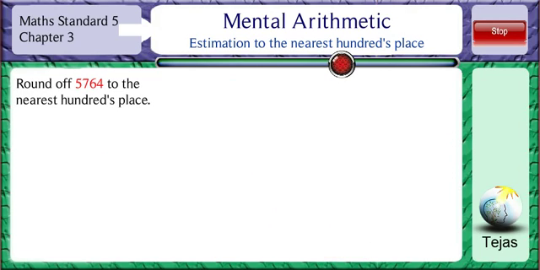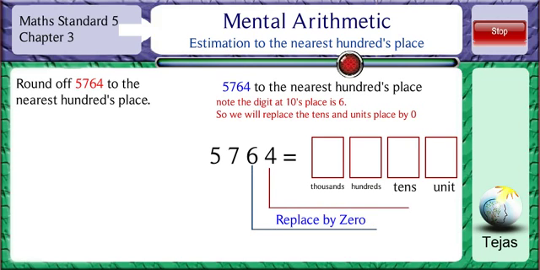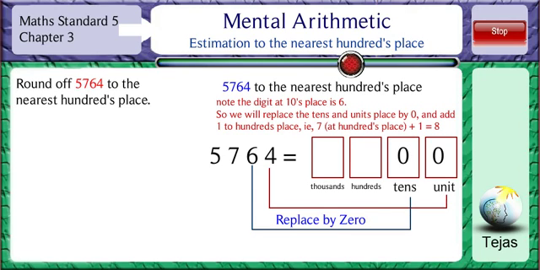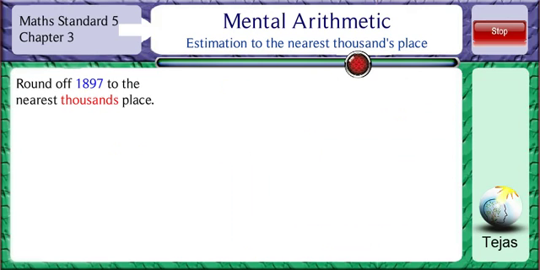What if the digit in the tens place is 5 or more? Let's look at an example. Round off 5764 to the nearest hundreds place. Note that the digit in the tens place is 6. So we replace the tens and units place by 0 and add 1 to the hundreds place. That is, we have 7 in the hundreds place and we add 1 to it and we get 8. So the answer is 5800.